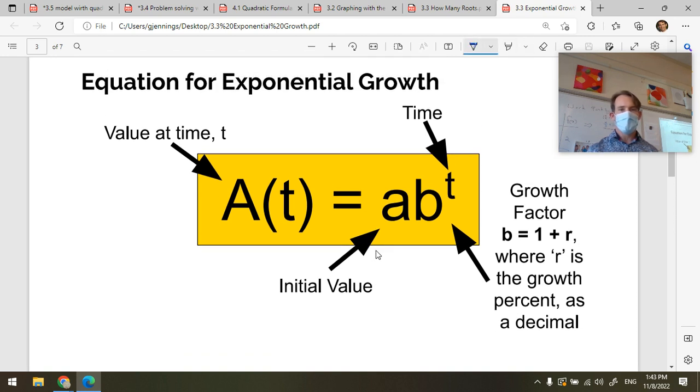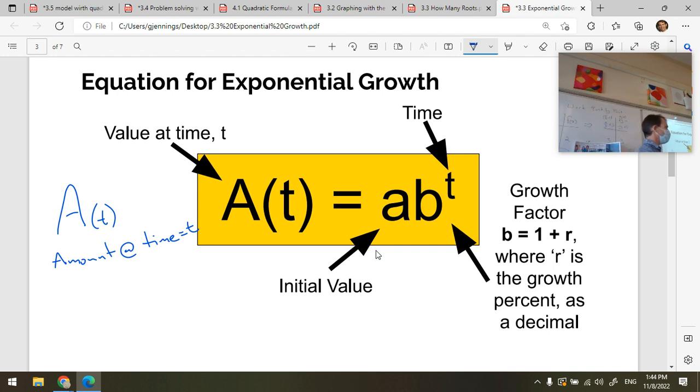Big A is like amount at time t. When time equals t, we get the amount A. That's the output of these functions. That's amount. Does amount have 2 m's or 1 m? I think it's 1 m, right? Amount. Yeah. Okay.